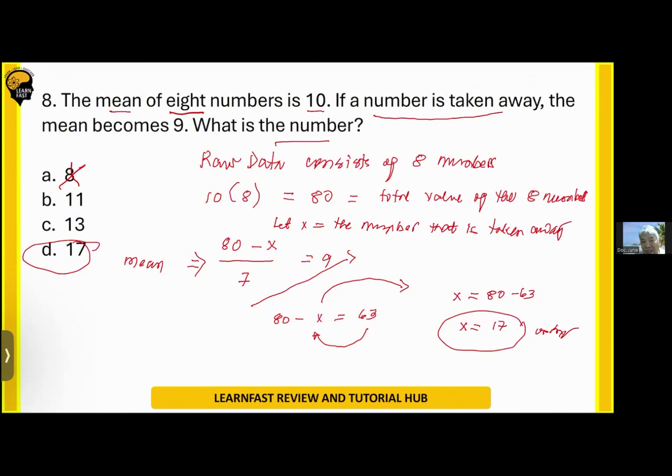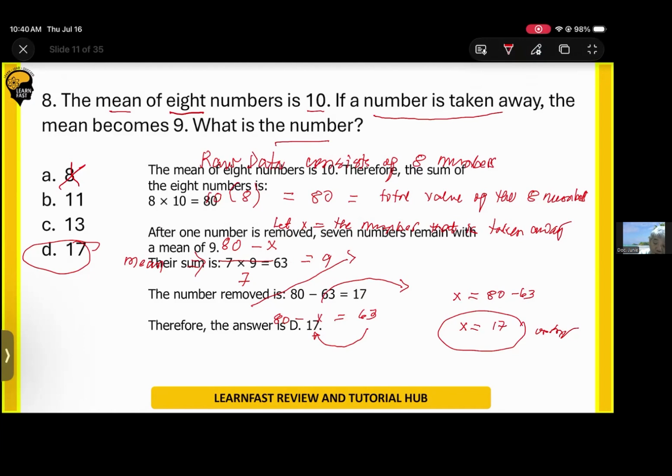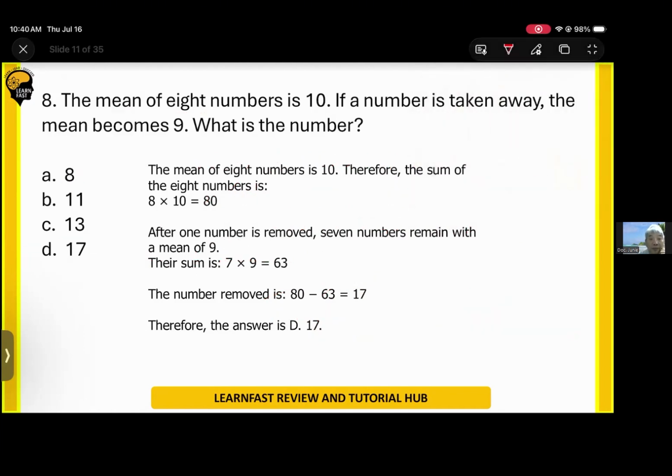Kasi mataas pa yung mean, okay? Yung 10 naging 9 lang, okay? So the number that is removed, okay, must be big kasi bumaba yung mean sa 10 to 9. Okay? So D is the correct answer as indicated by solving for it using algebraic equation. Okay? So that's it. That is our traditional solution. That's how I answered question number 8. Okay?